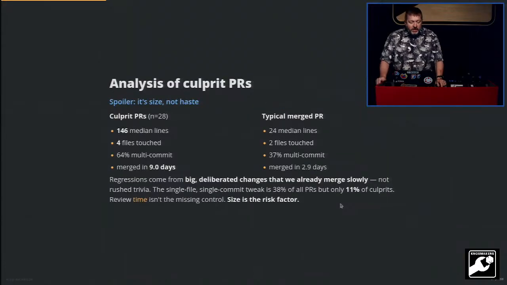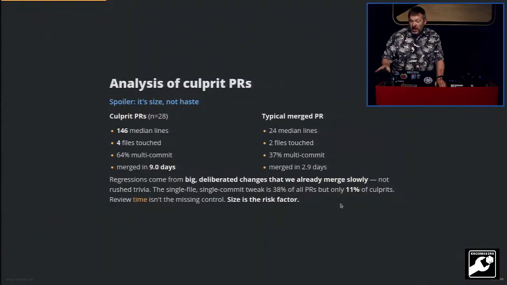So then go beyond where those regressions happen in the code base and start looking at what the PRs are that are triggering them, the culprit PRs. And like I said, the spoiler is it's not about the size. It turns out that the PRs that ended up causing regressions actually got about 3 times as much review time as the typical PR that got merged.